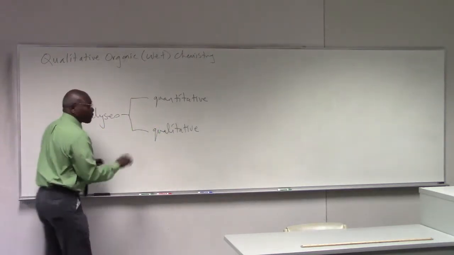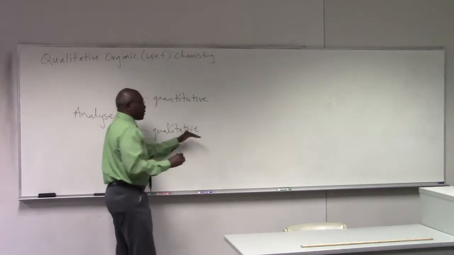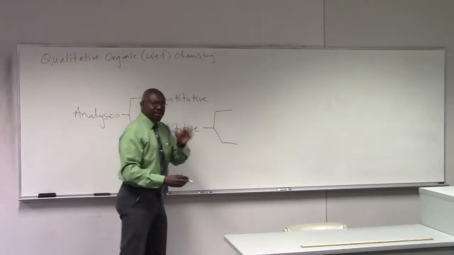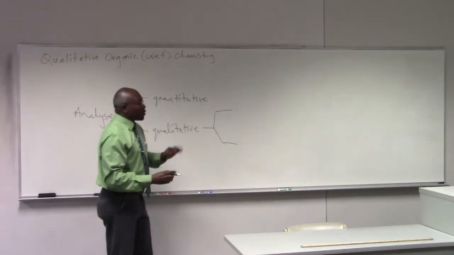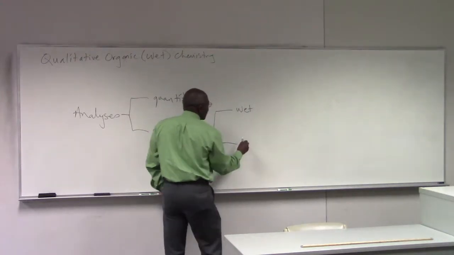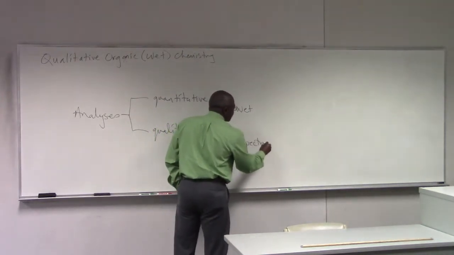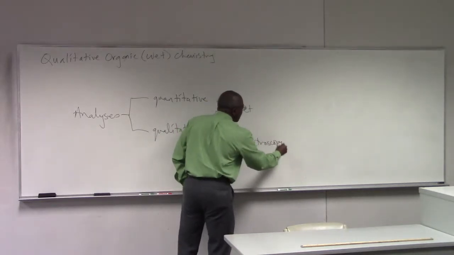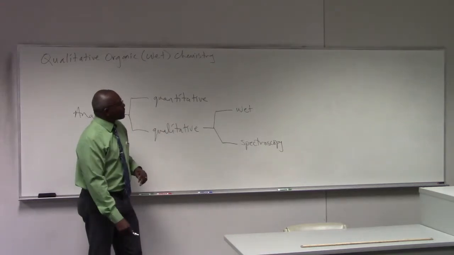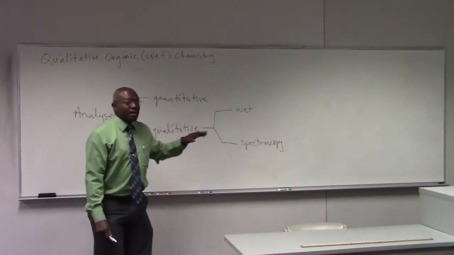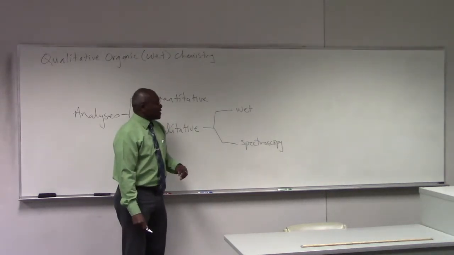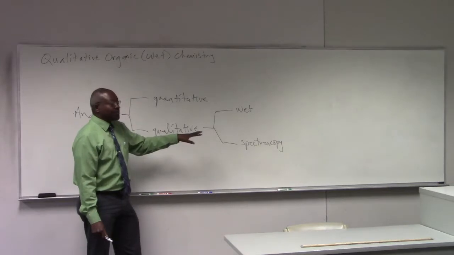And further, for organic chemistry, we can divide the qualitative analysis into two major areas, and this is a bit of a stretch, but two major areas. One is wet chemistry, and the other is spectroscopy, or spectrometry, because there's a slight difference between the two. So what we will do in this lecture is look at the wet chemical tests, and later on we will delve into spectroscopy.